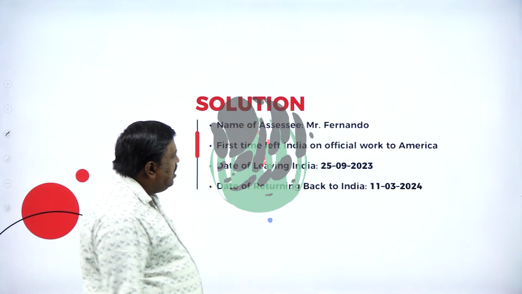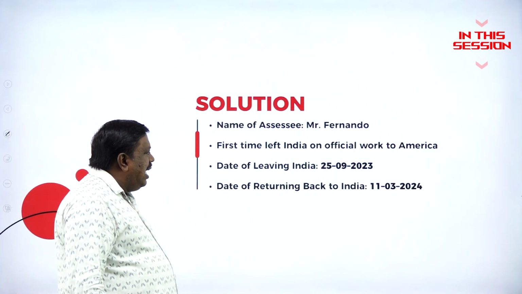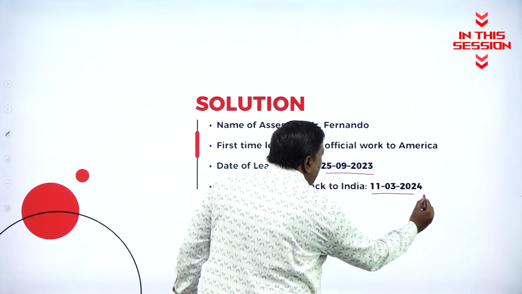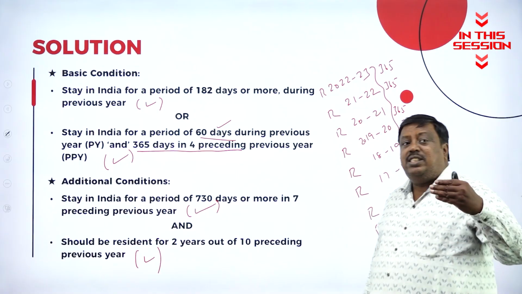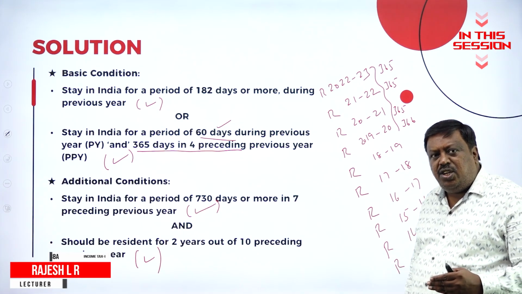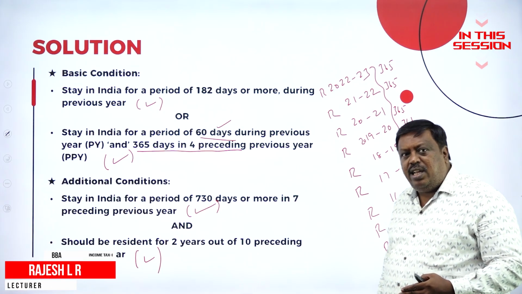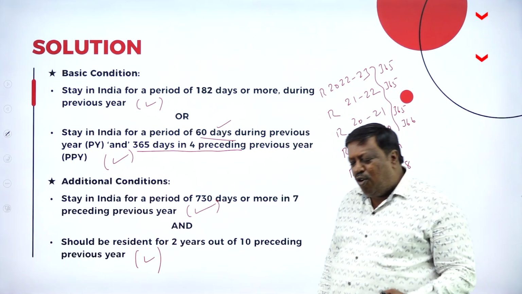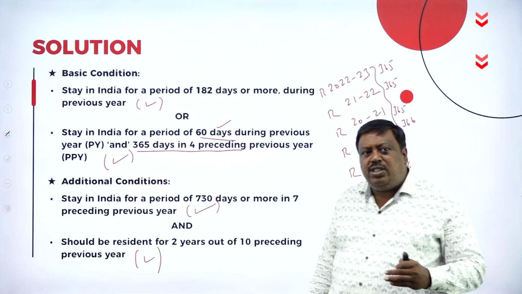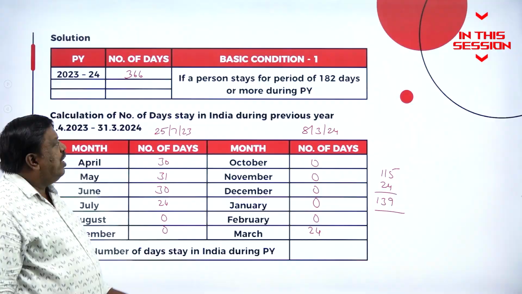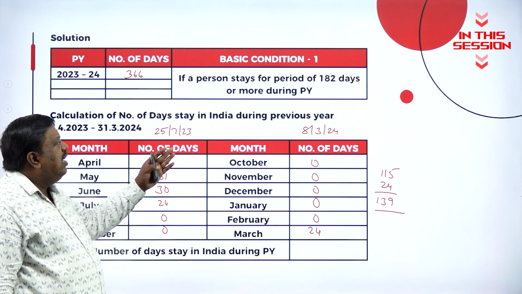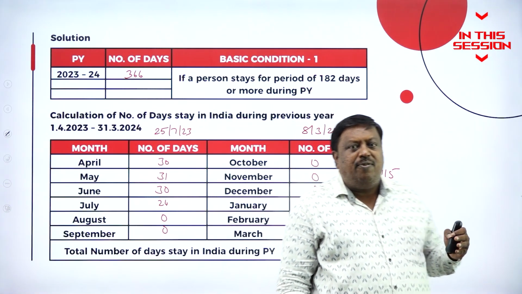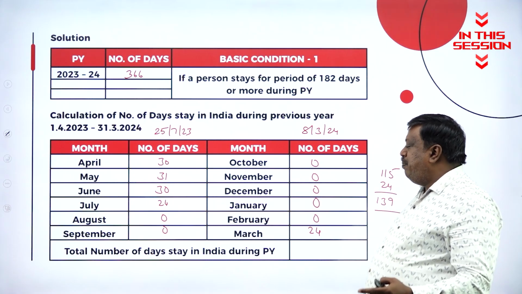Name of the city, Mr. Fernando. When I left India on 25th September and I returned back on 11th March, I've satisfied both the basic condition as well as both the additional condition during previous year 2023-24. Therefore, my status will be resident, ordinarily resident. So I couldn't satisfy or fulfill the condition as per Income Tax Act 1961. I failed to satisfy the first basic condition.